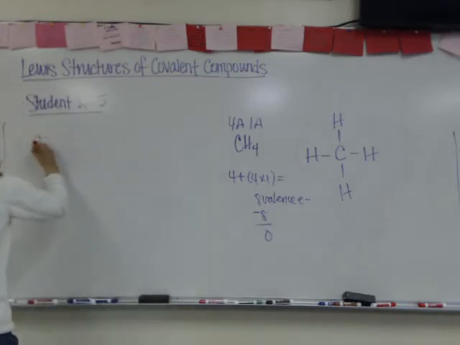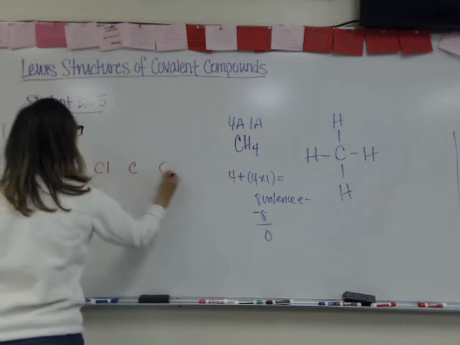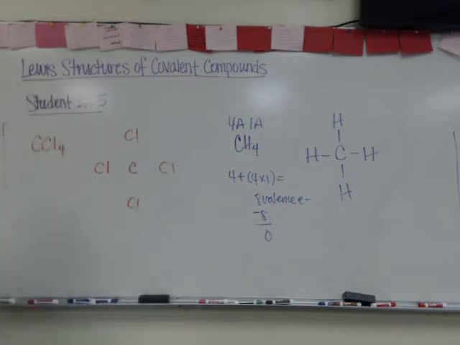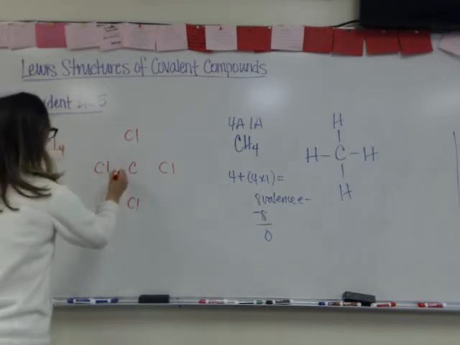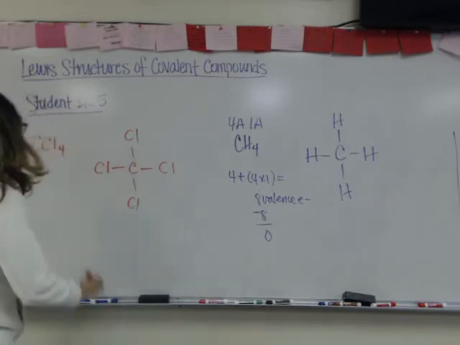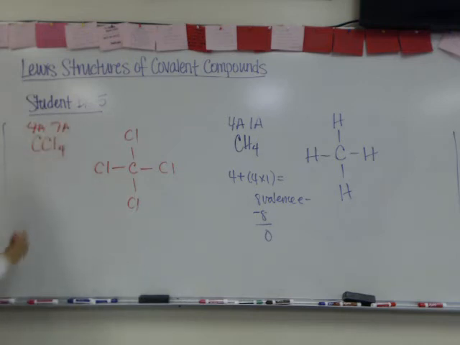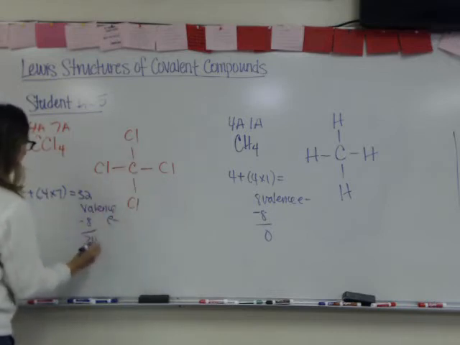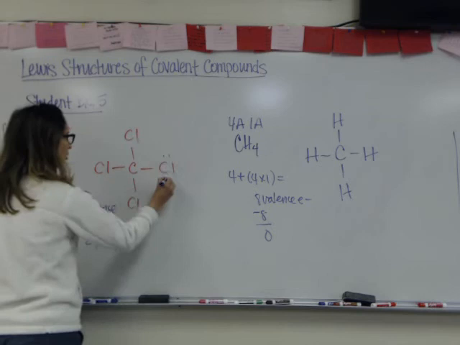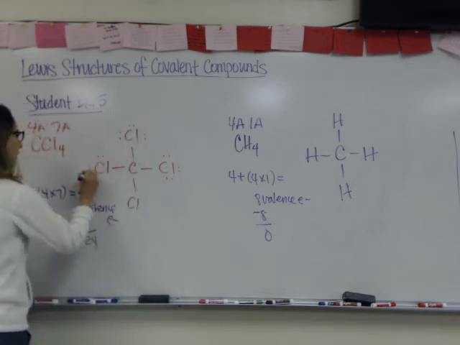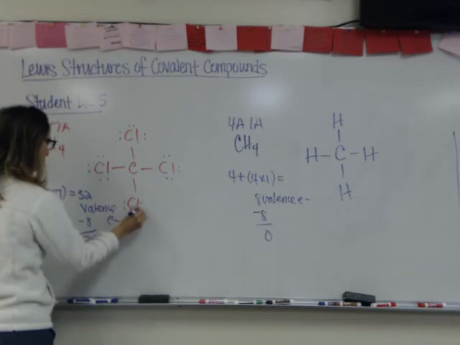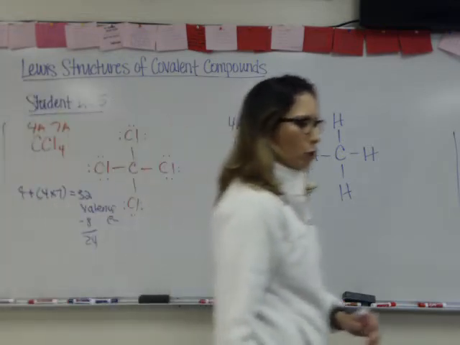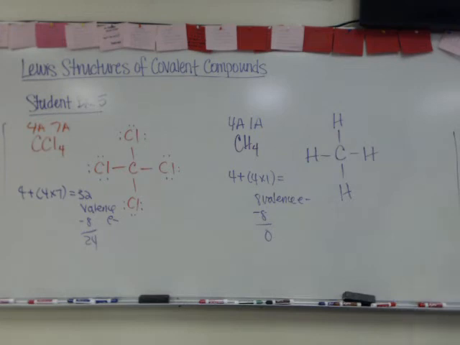CCl4. Carbon in the middle, surround it with your 4 chlorine, and what you're going to do is connect these all with single bonds. Carbon is in 4A, chlorine is in 7A, so this is going to be 4 plus 4 times 7, 28, 32 valence electrons. You used 8. You have 24 electrons left. Put them on the chlorine. 2, 4, 6, 8, 10, 12, 14, 16, 18, 20, 22, 24. So everything is surrounded by 8 electrons. There's no exceptions there, and you're done.